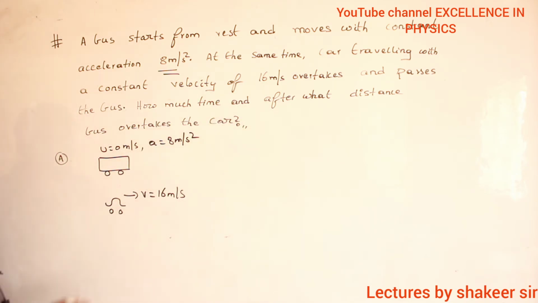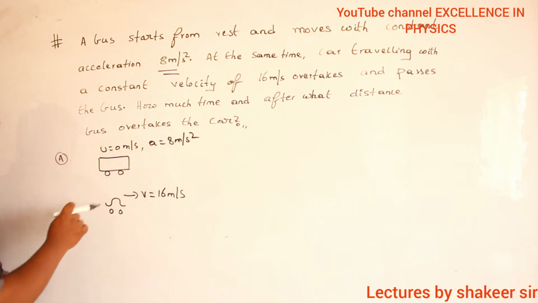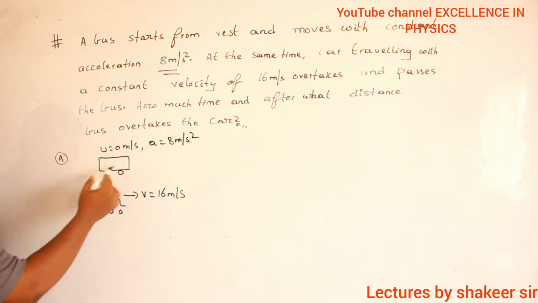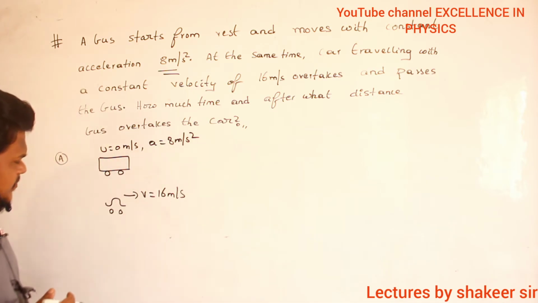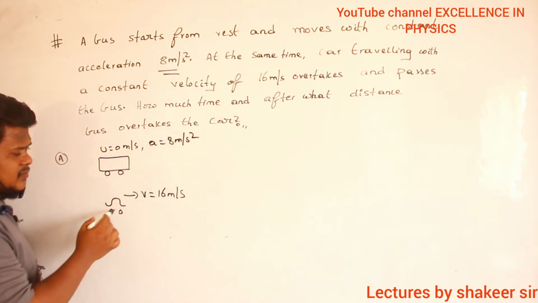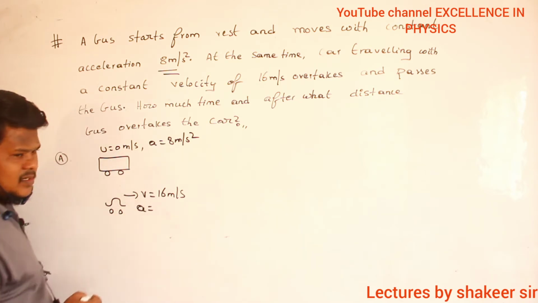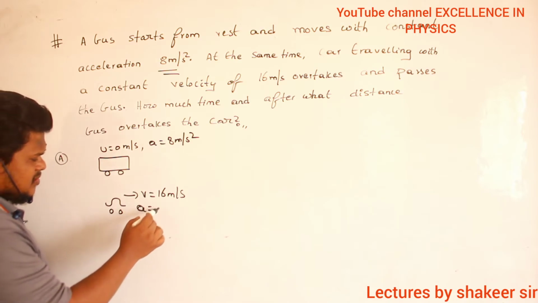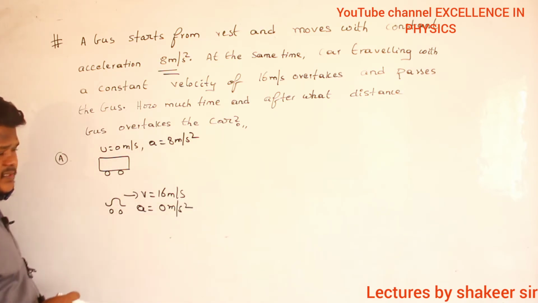Clear? See, first of all, what is the velocity of the bus? Bus initial velocity is 0, and what is its acceleration? 8 meters per second square. And the car does not have any acceleration. It is a uniform motion. Acceleration of the car is 0 meters per second square. But it is having a certain velocity.